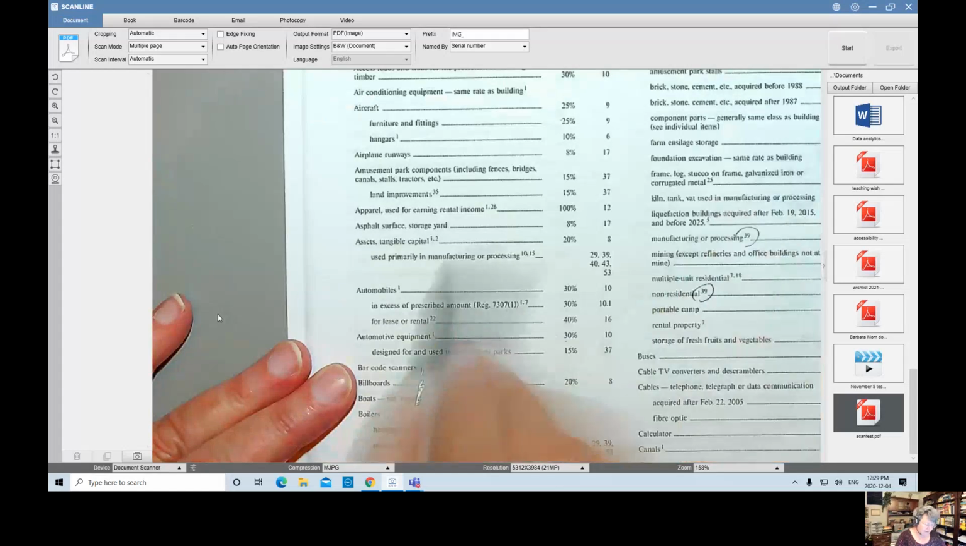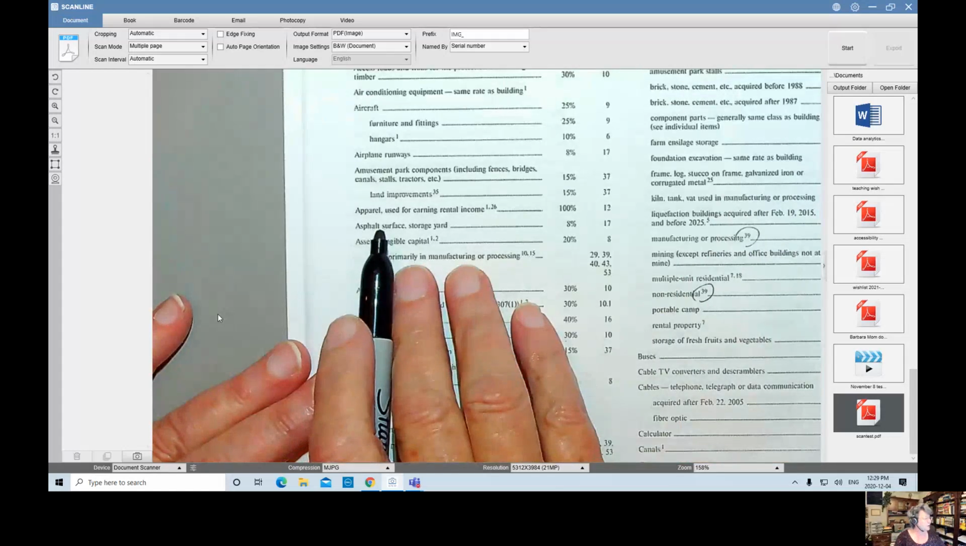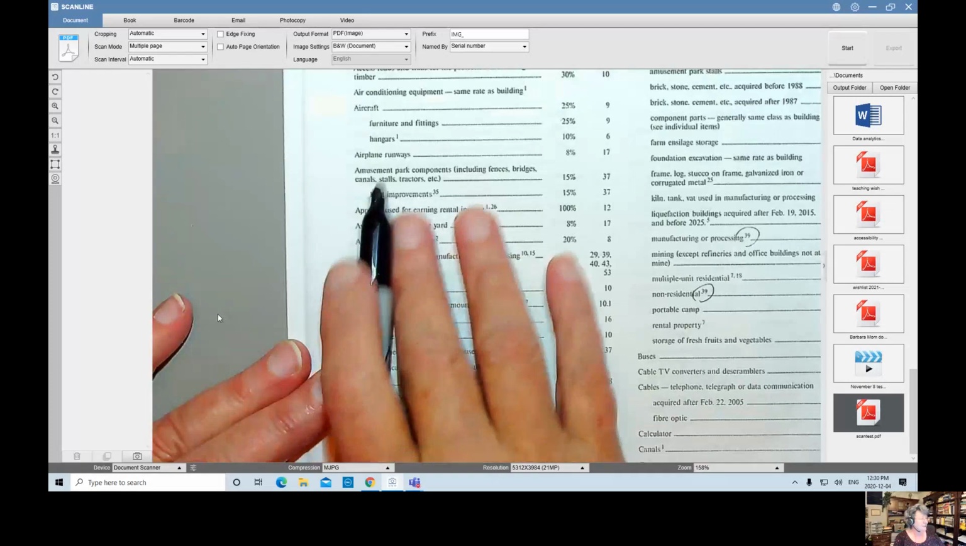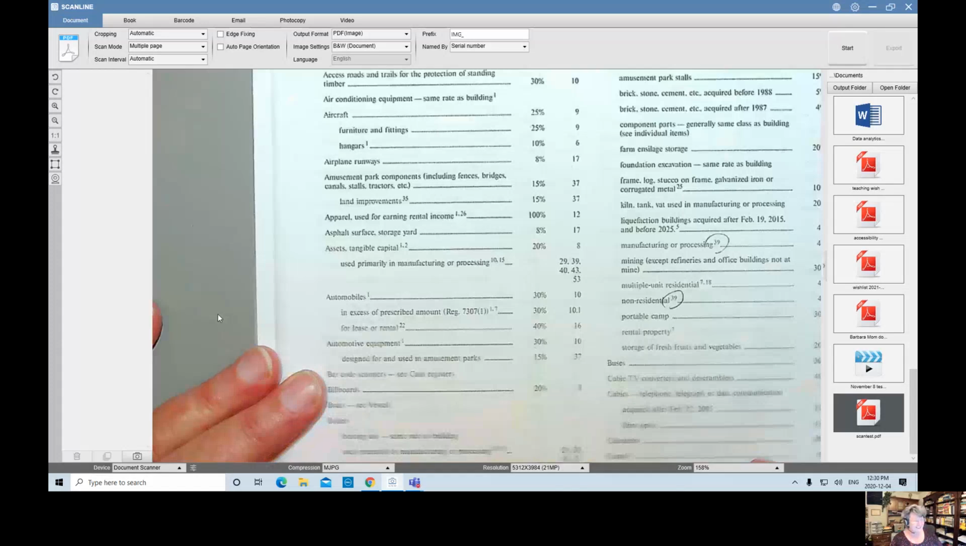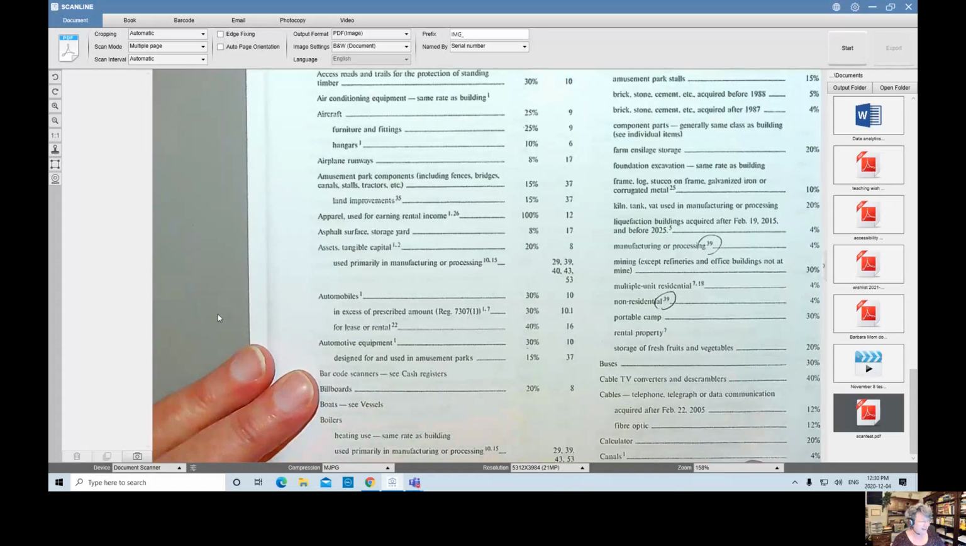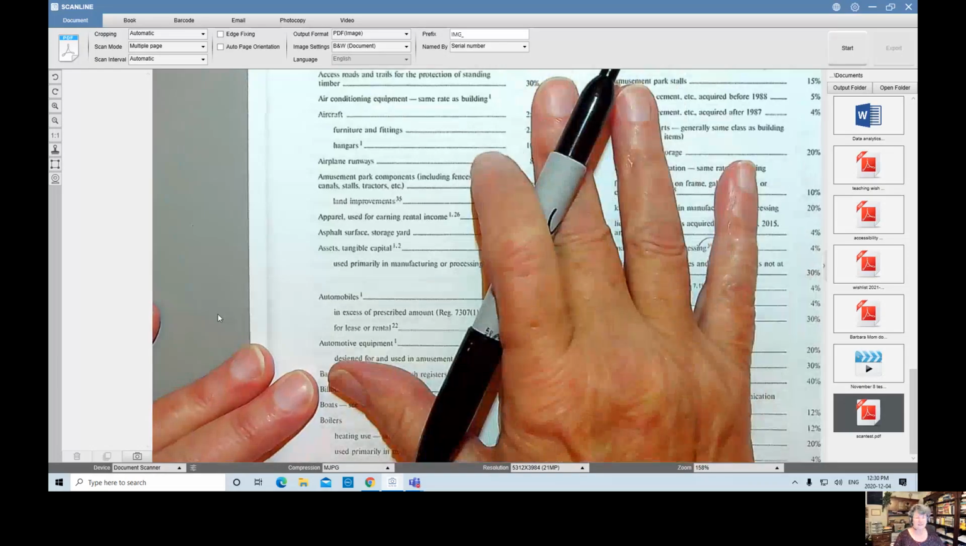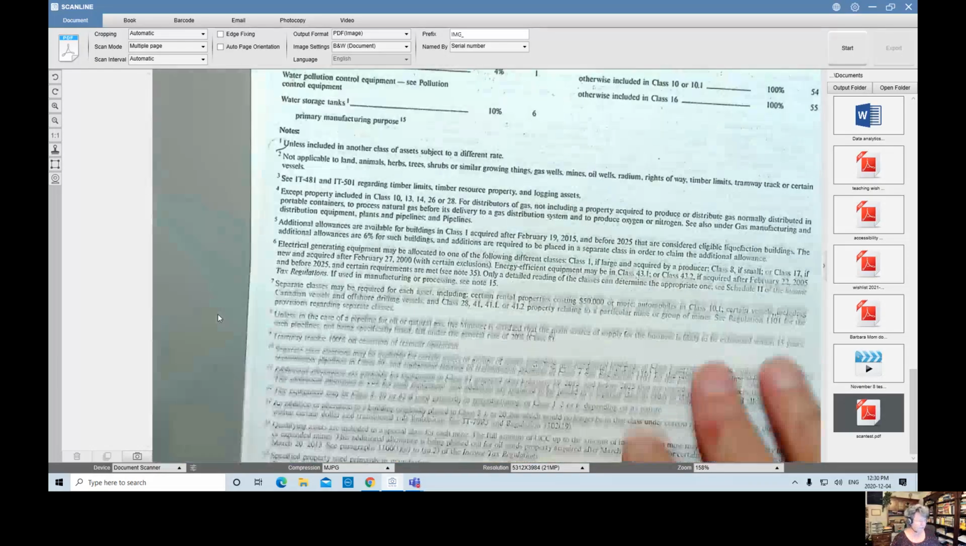So I might ask about asphalt surfaces in a storage yard, airplane runways. I mean, I could give you any of this because I expect you to be able to use it and find any given asset. I will not ask you to do CCA on an asset that isn't included in this list. So make sure you find it in your act, and it's got several pages to it.